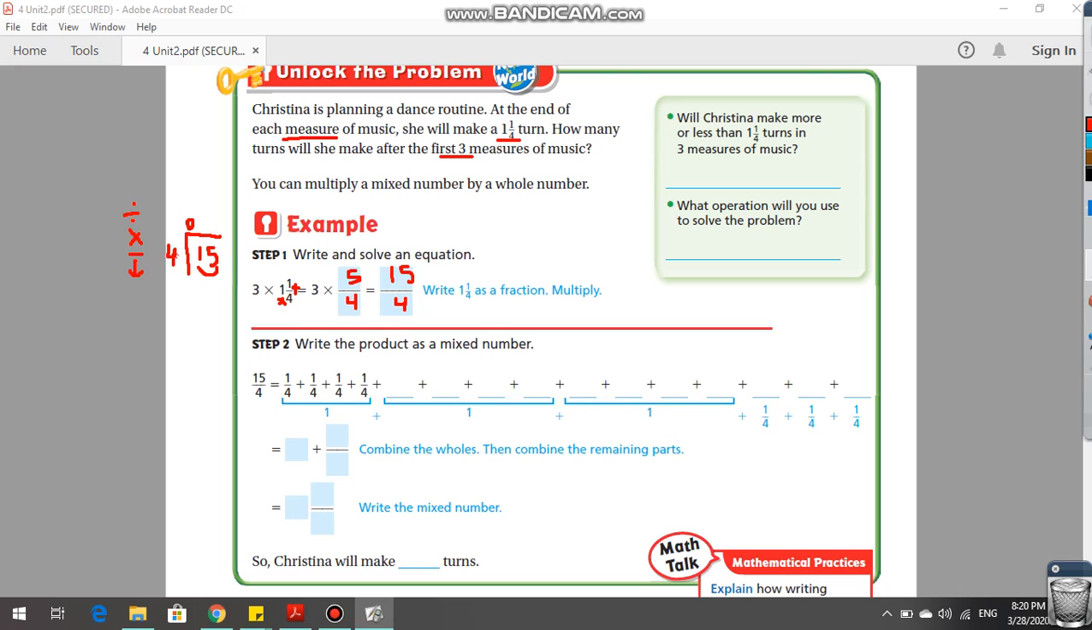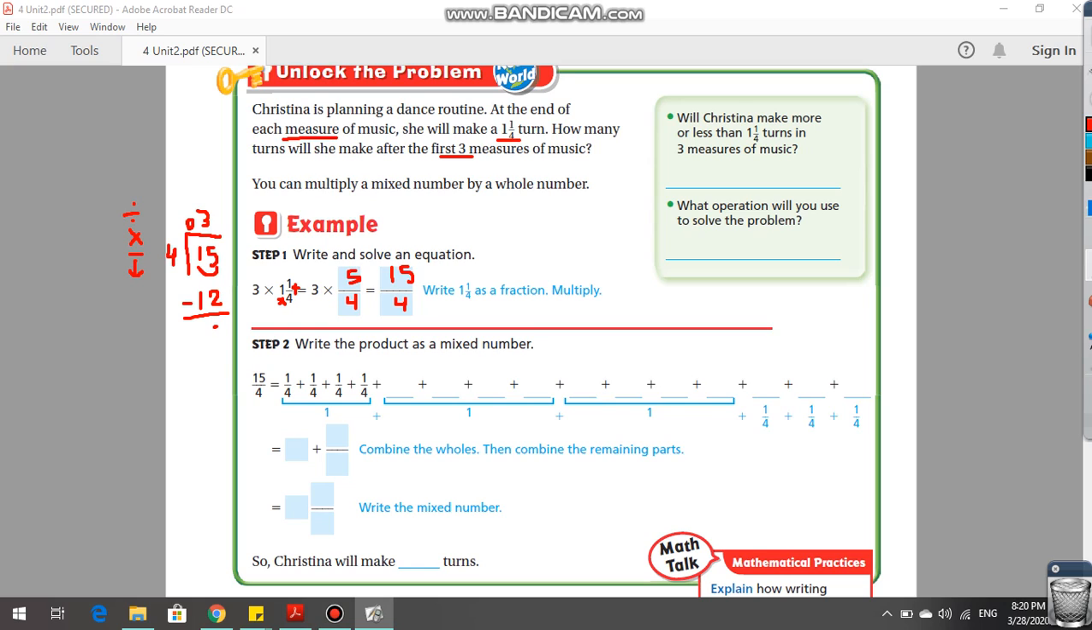So 15 divided by 4. Do I have 15 in table 4? No, I don't have. What is the closest number to 15? 12. Yes, and it has to be smaller than it. So I'm going to write 12 down. What am I going to write up? What times 4 gave me 12? 3. Then I'm going to subtract.